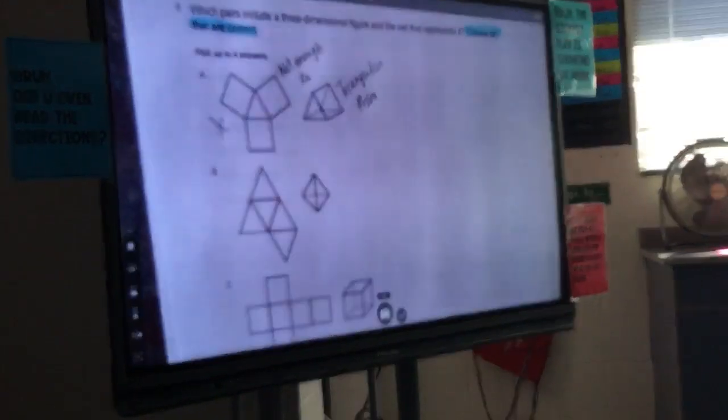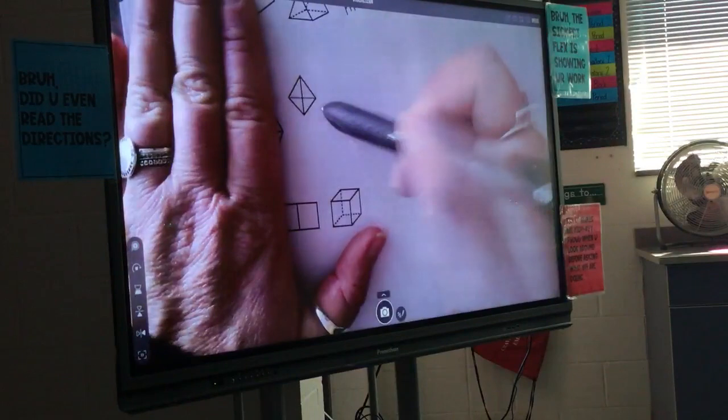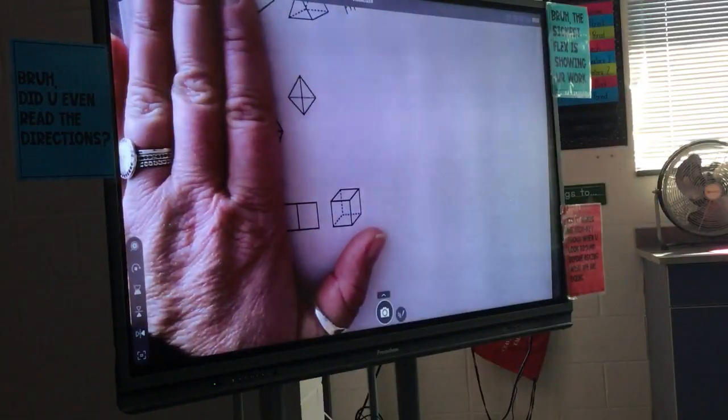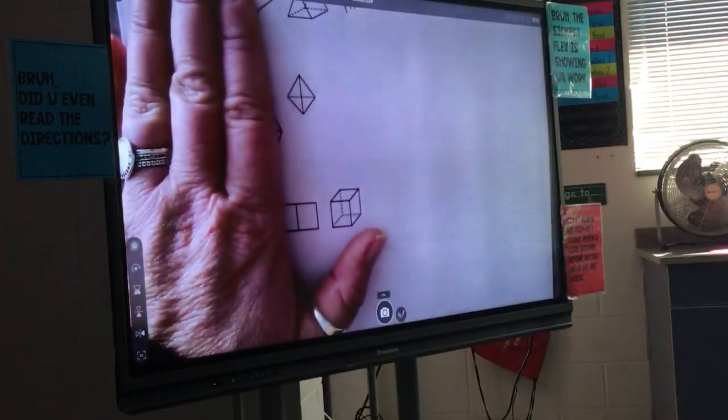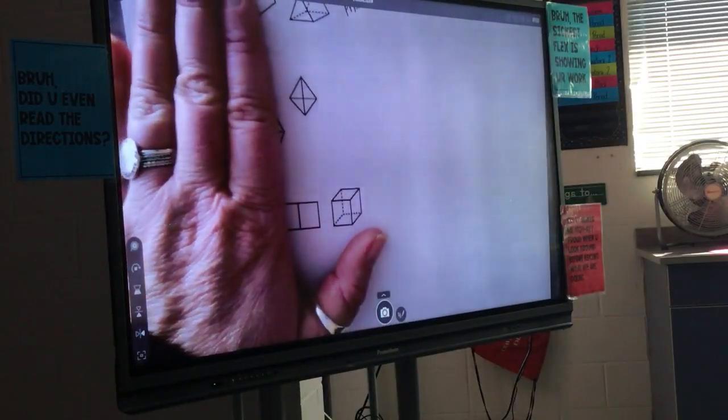Okay, the next one. What is this? Raise your hand and tell me, what is this 3D shape? It's not a triangle. What is the whole shape? What is this shape right here? So nothing else, we're just looking at this shape. What is that shape? A rectangular pyramid? No. Look at the shapes, guys. Look at the shapes. Triangular pyramid. This is a triangular pyramid.